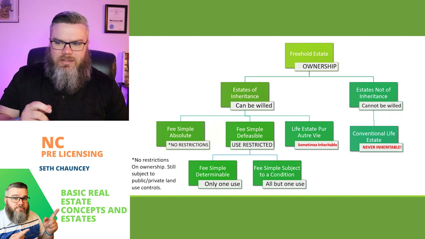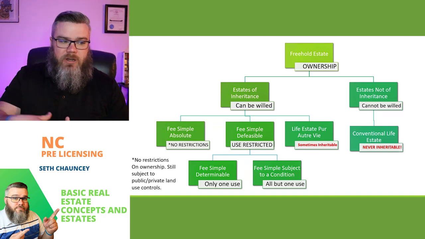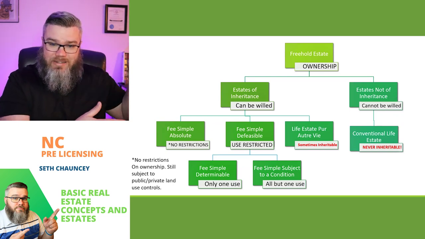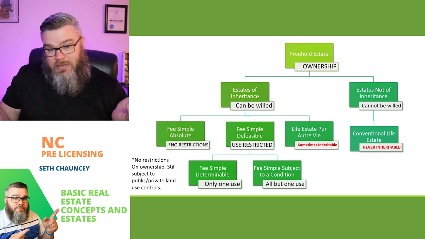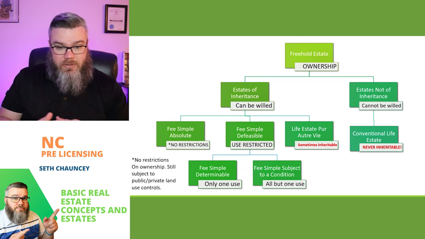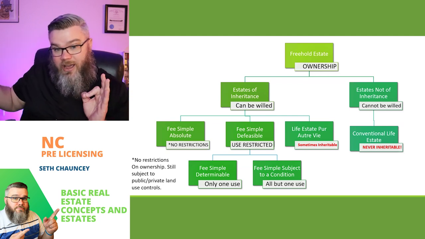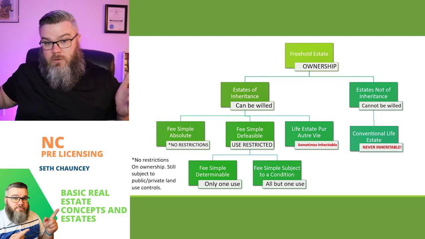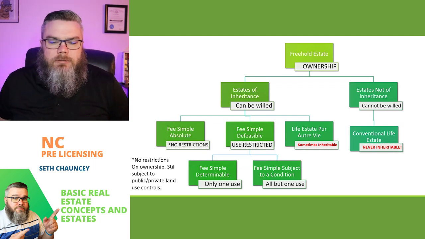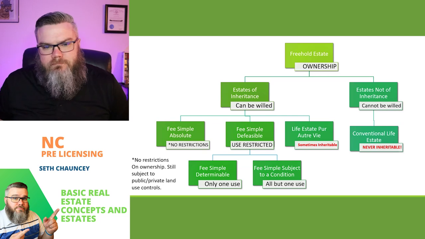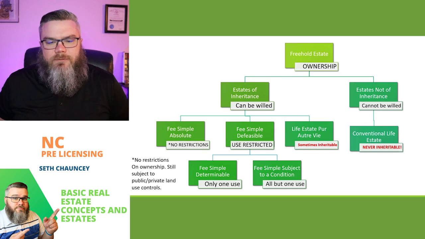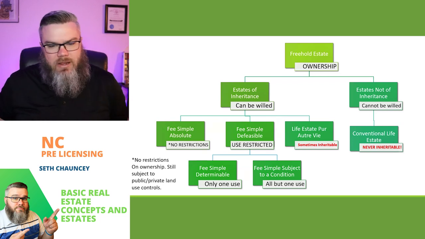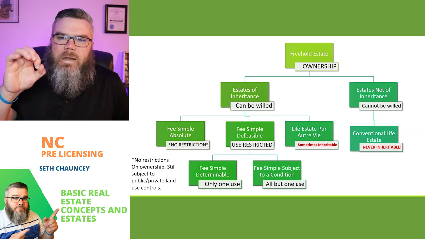And the reason why the life estate per autre vie, which is for the life of another, says sometimes inheritable, it's only inheritable if the life tenant dies before the measuring life. So it doesn't mean it's always inheritable. It's not necessarily always inheritable. Because if the life tenant is alive, but then the measuring life dies, they don't own it anymore. So basically every single freehold estate is an estate of inheritance except for a conventional life estate. And it never can be, never will be. Period.